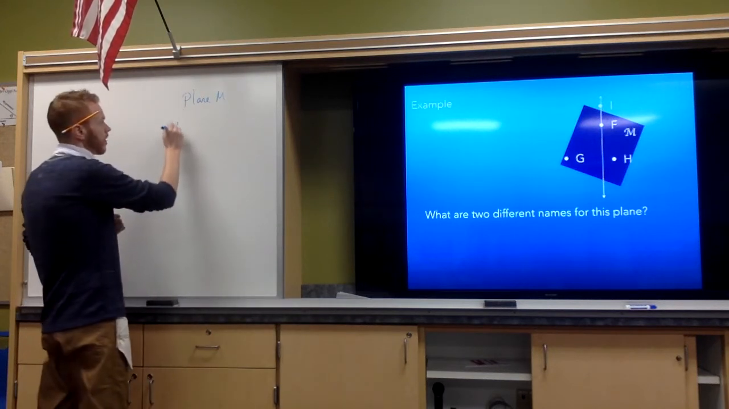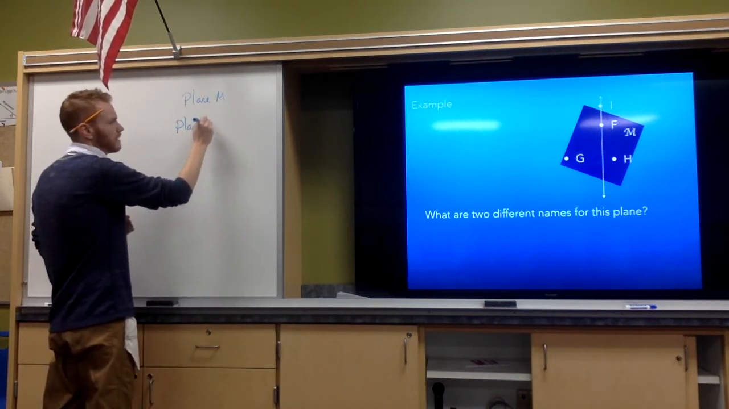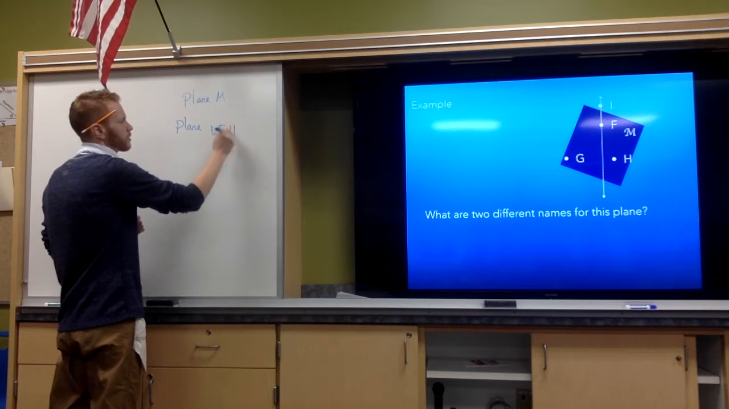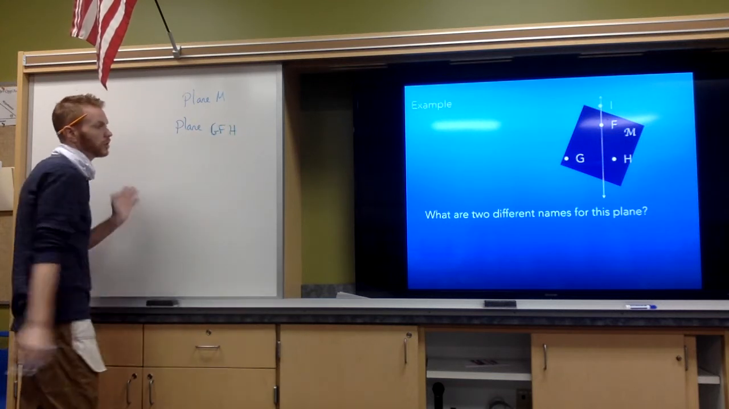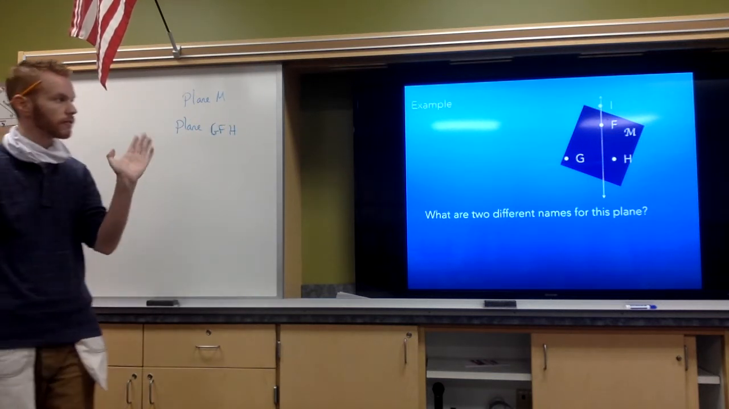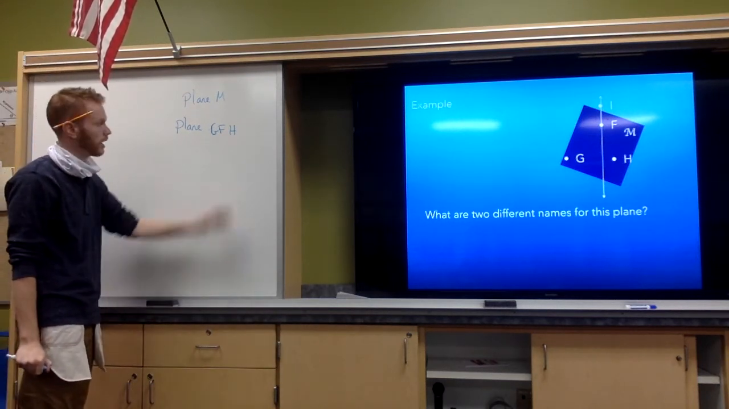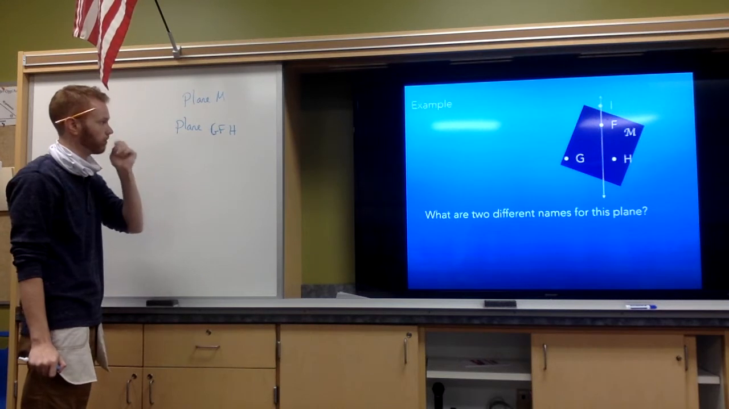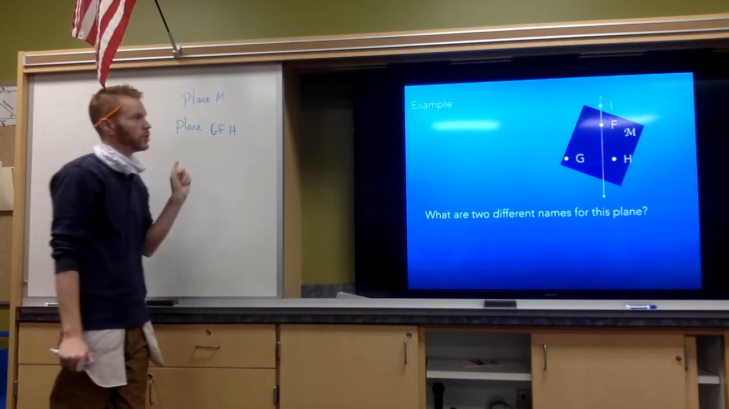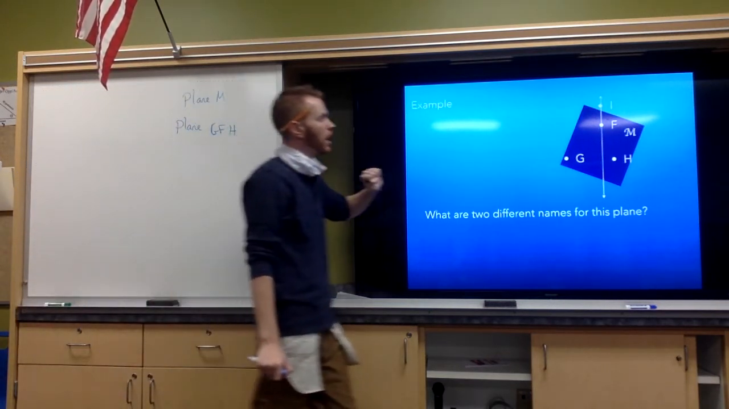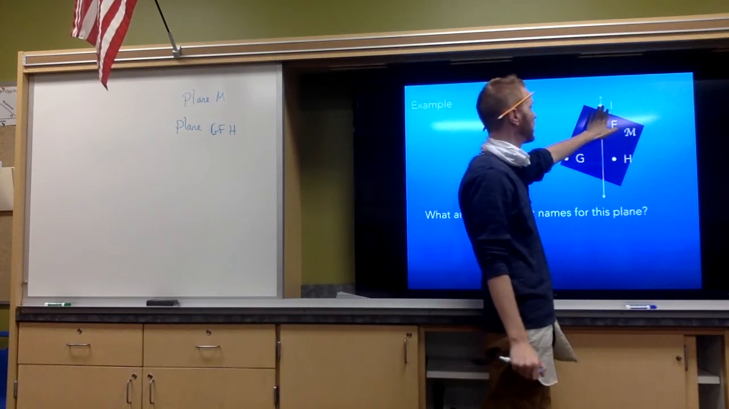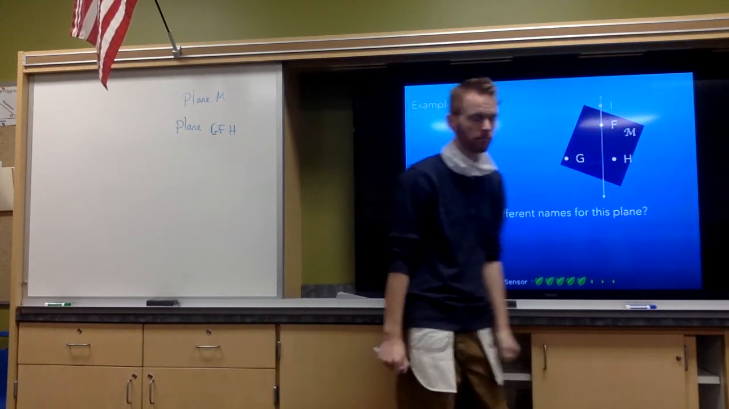What's the other way to name it? Use the 3 points. 3 non-collinear points. You cannot use the collinear ones, so you could call it plane GFH, or any way of scrambling that. You cannot include I. I is on the line, but it's not on the plane.